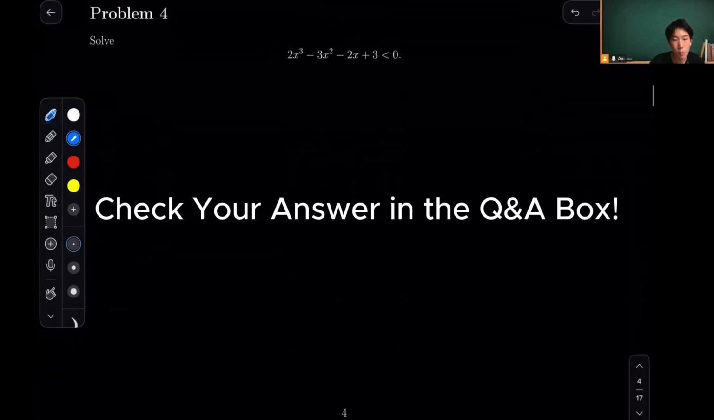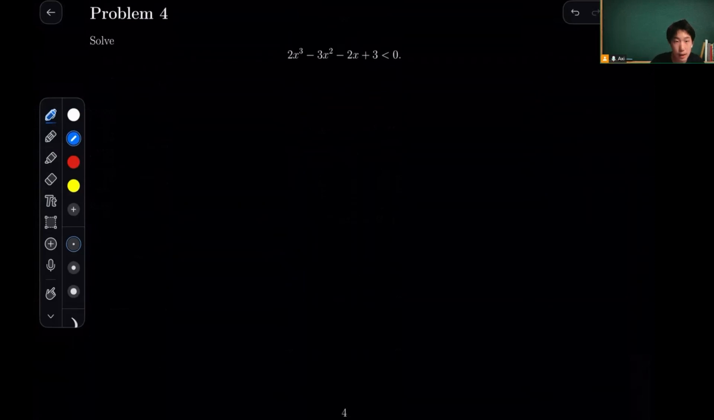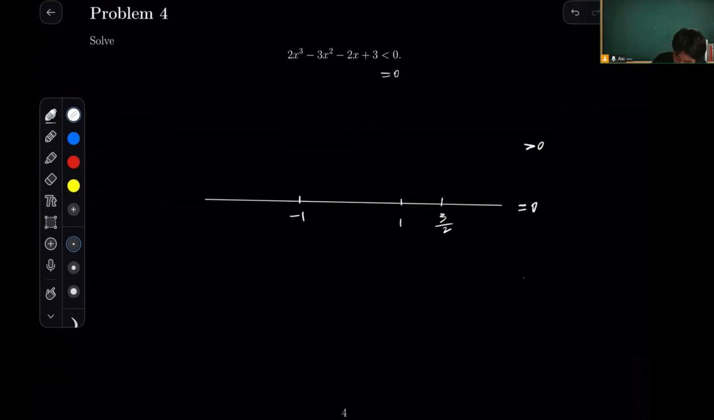Try it yourself. Now we are encountering an inequality. As I mentioned, we first solve the equation. Well, the equation we have already solved. The roots are negative 1, 1, and 3 over 2. This, in my opinion, is a great way to represent positive and negative because over here this is equal to 0. The upper region is greater than 0. The lower region is less than 0.